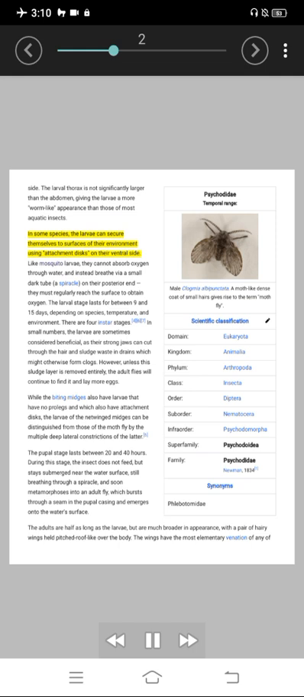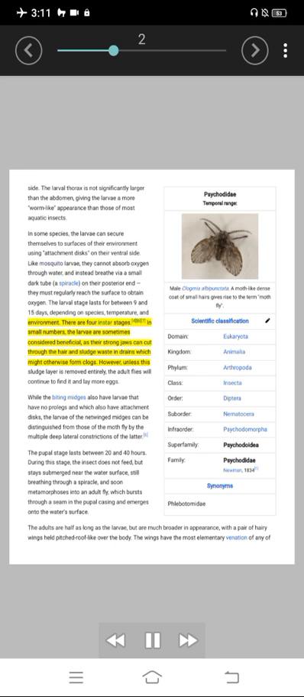their ventral side. Like mosquito larvae, they cannot absorb oxygen through water, and instead breathe via a small dark tube, a spiracle on their posterior end. They must regularly reach the surface to obtain oxygen. The larval stage lasts for between 9 and 15 days, depending on species, temperature, and environment. There are 4 instar stages.